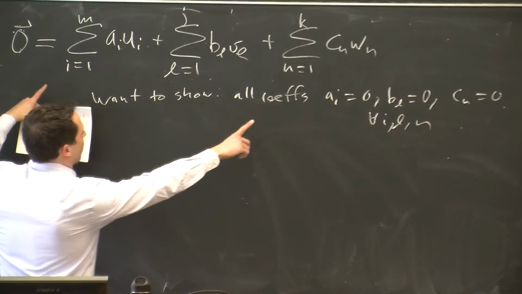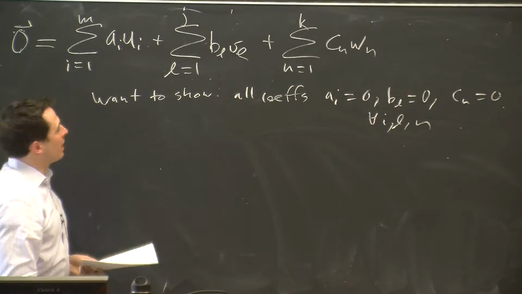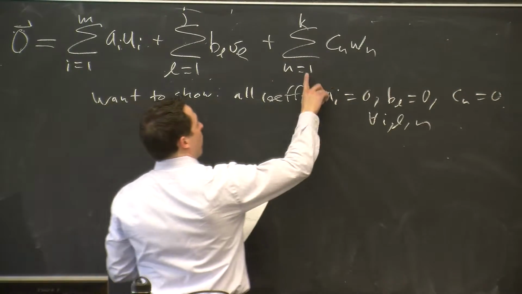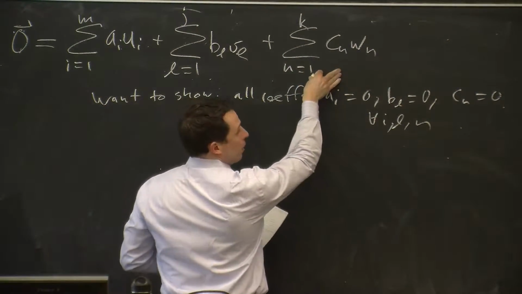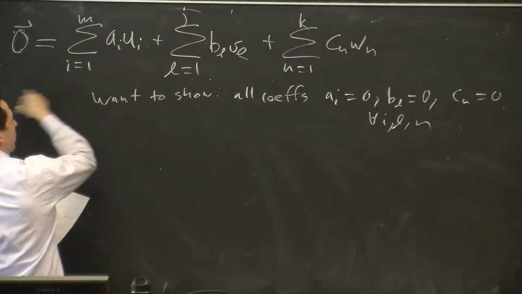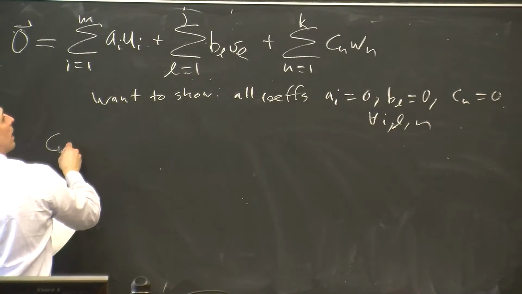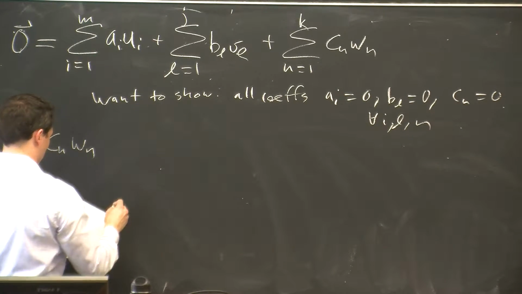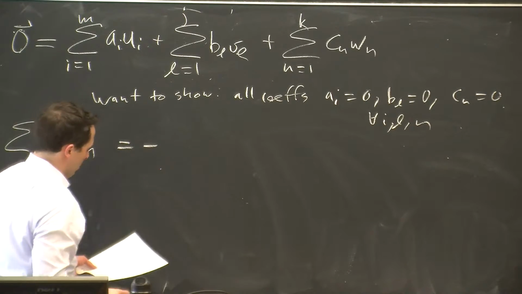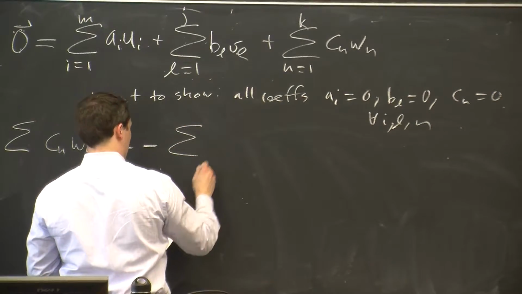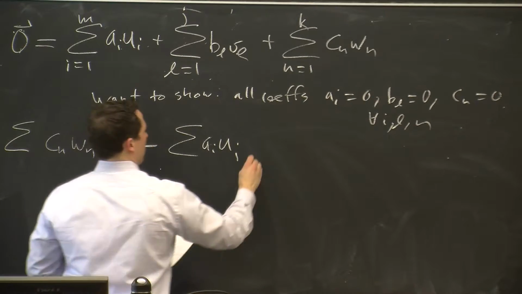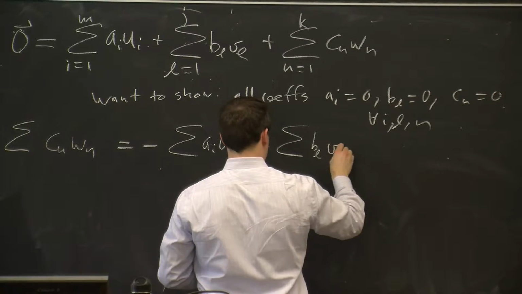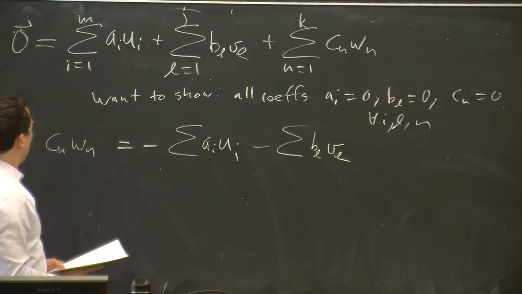Okay, so if this is true, this is what we're sort of starting with. We have to rearrange this to try to find some reason why these coefficients should all be 0. One thing I can do is to separate it. So I'll take this to be on one side of the equality, and I'll move this and this over to the other side. cn wn. I'm going to omit the indices just to avoid crowding the board. Is the sum of the ai ui's minus the sum of the bl vl.